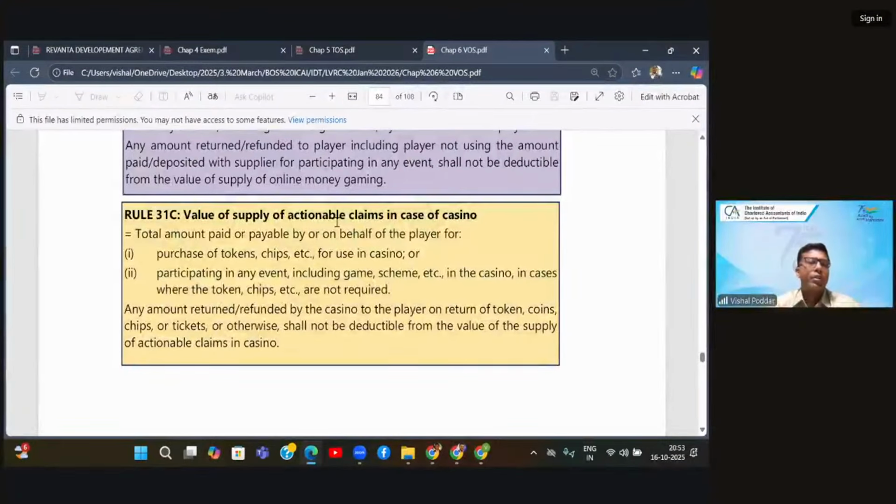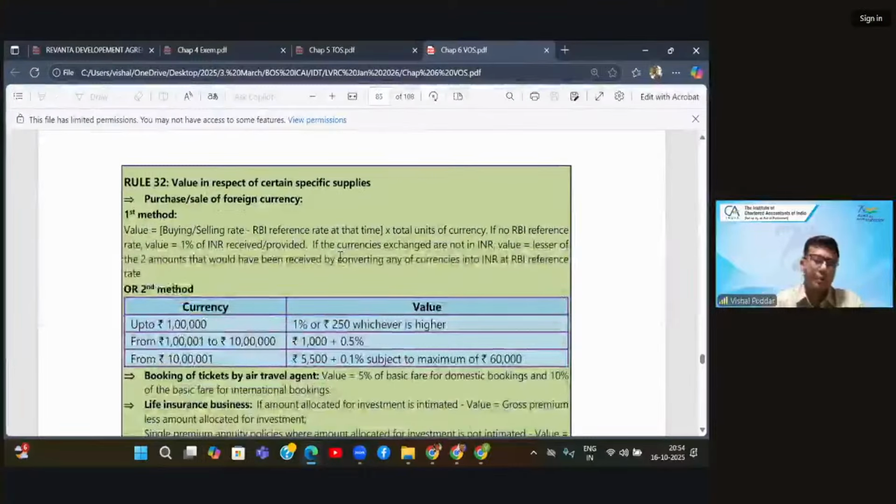Next, similarly, where you go to a casino, for playing any game, you have to purchase some token or chips for playing the game. Now, whatever amount you have paid for purchasing that token or chip so that you can participate in any game, that amount is considered as the taxable value. Even though after playing all the games, if some chips are left, even if you're returning them back, there is no reduction for that. The taxable value is the original price of purchase of token or chips.